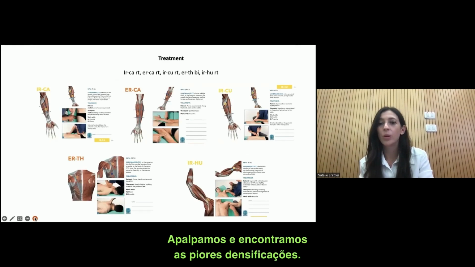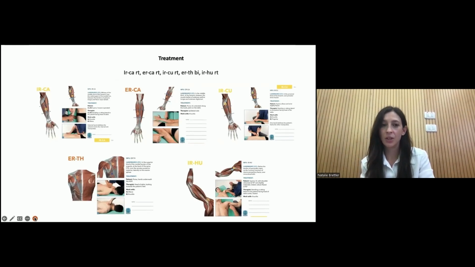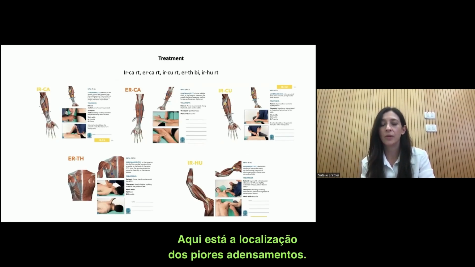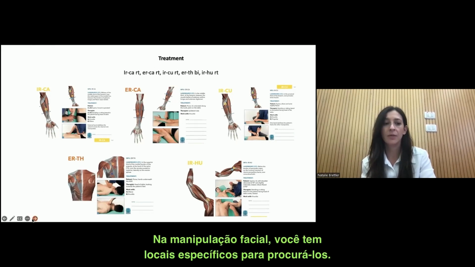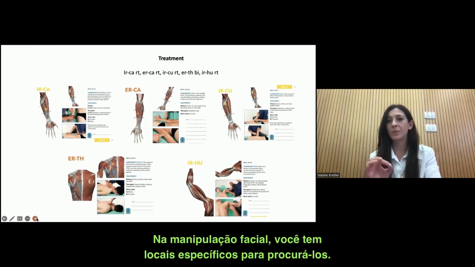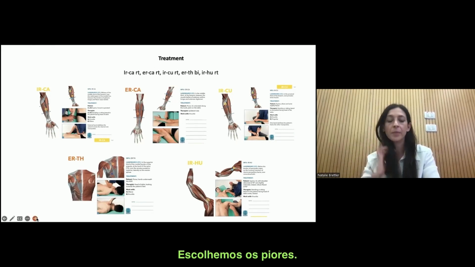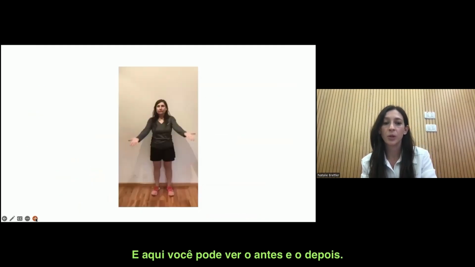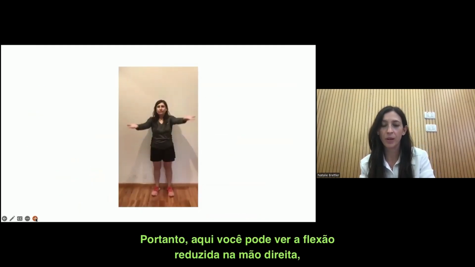We palpate, we found the worst densifications. Here are the locations of the worst densifications. In fascial manipulation, you have specific places to search for them. We chose the worst ones and we treated. And here you can see the before and after.